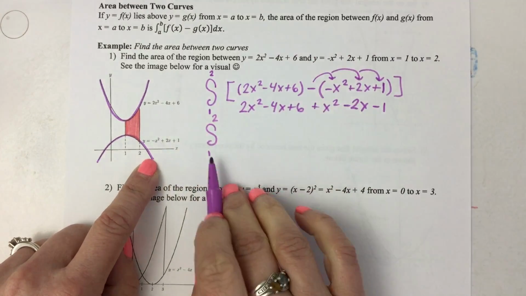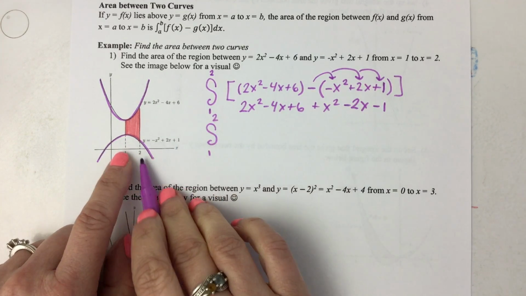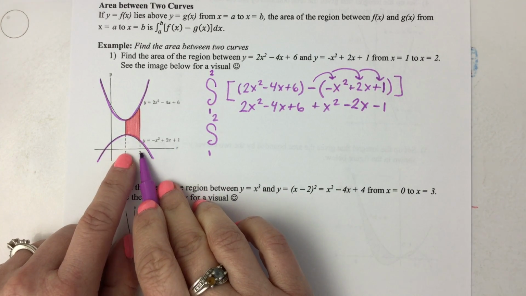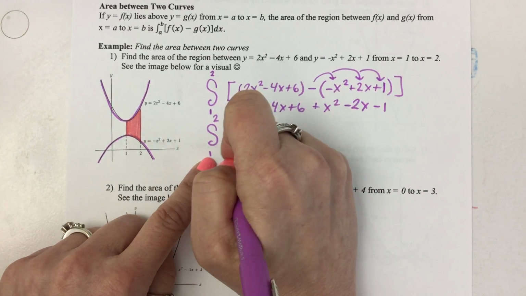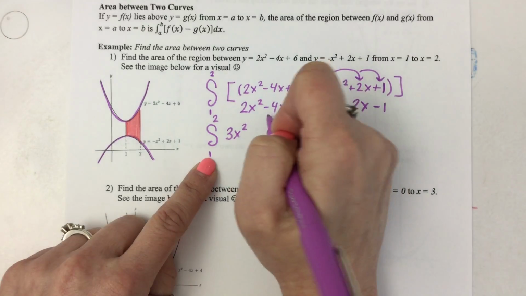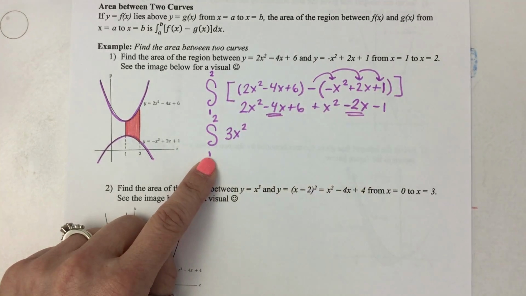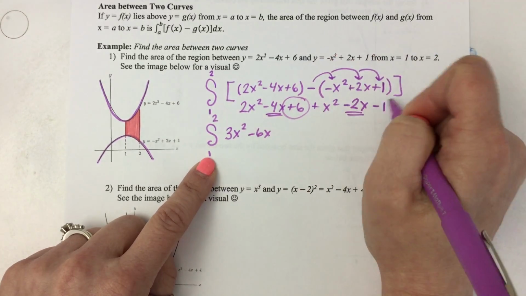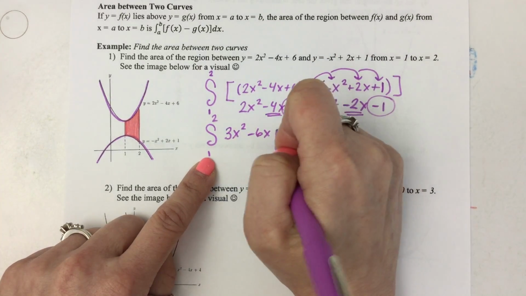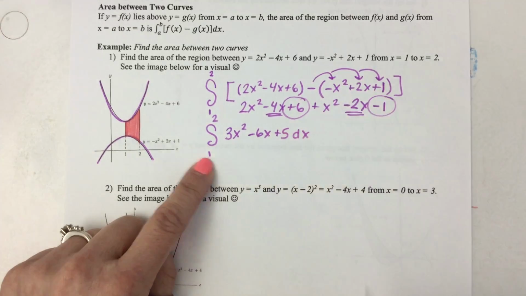So I still have my antiderivative from 1 to 2, because on the x-axis, that's where the area is located. 2x squared plus 1x squared is 3x squared. Negative 4x combined with a negative 2x is negative 6x. Positive 6 and a negative 1 is positive 5 dx.